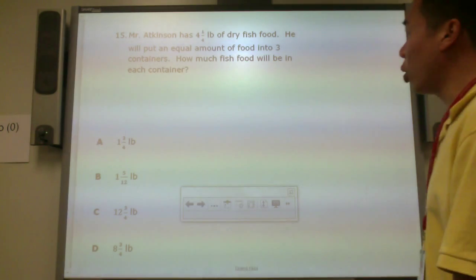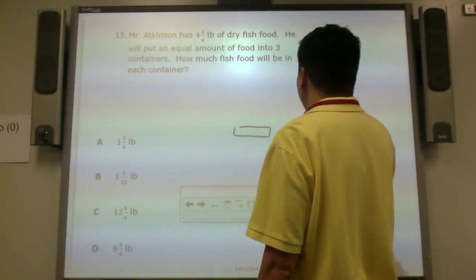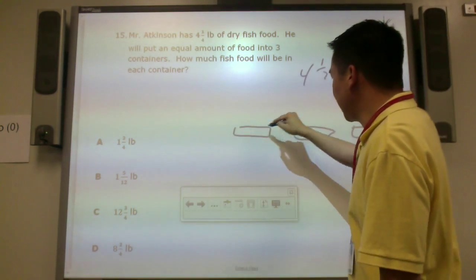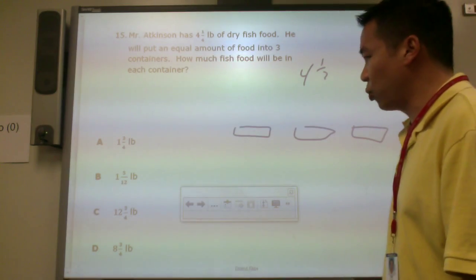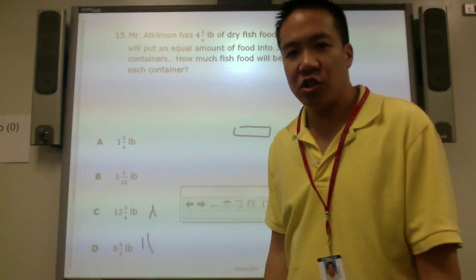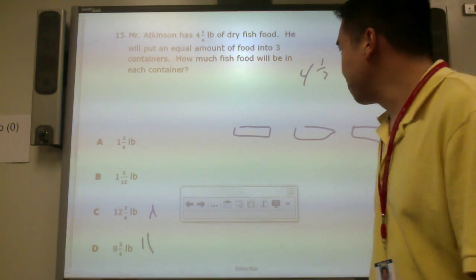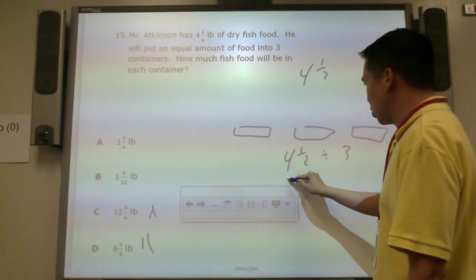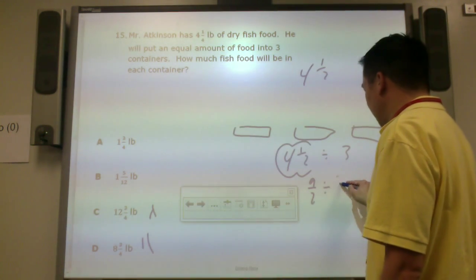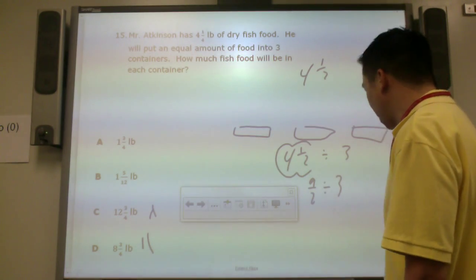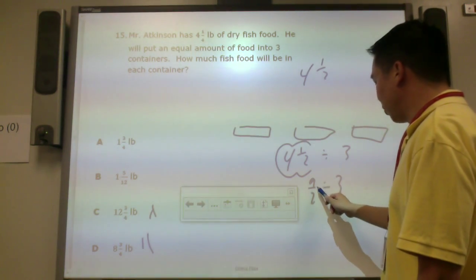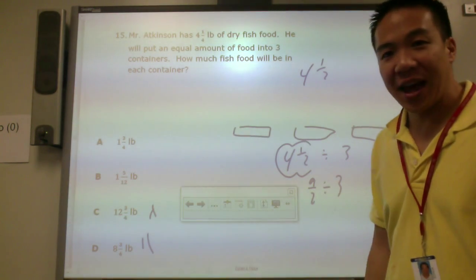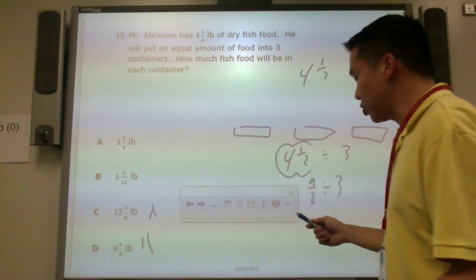15. Mr. Atkinson has 4 1/4 pounds of dry fish food. He will put an equal amount into 3 containers. So he has all this. He wants to put some here, some here, some here. How much fish will be in each container? Well, C and D are silly answers. He's dividing it. So it's either A or B. So 4 1/2 divided into 3 parts. Turn this into an improper fraction, 9/2. We're going to divide 9/2 into 3 parts. I can do this in my head right now. It's going to be 3 halves. But let's see why it's 3 halves. Because we have 9 groups of halves divided into 3 groups is 3 halves.